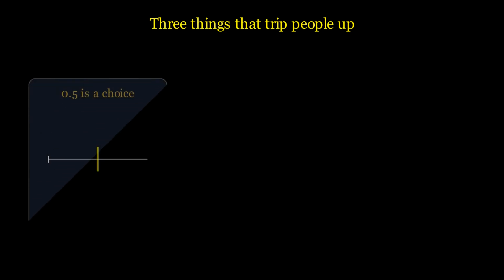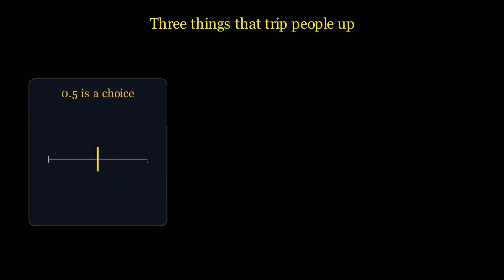Before we wrap, 3 things that trip people up in practice. First, that 1/2 threshold is a choice, not a law. If missing a positive case is far worse than a false alarm, think disease screening, you lower the threshold and catch more, at the cost of more false positives. The model gives you a probability. Where you cut it is up to you.